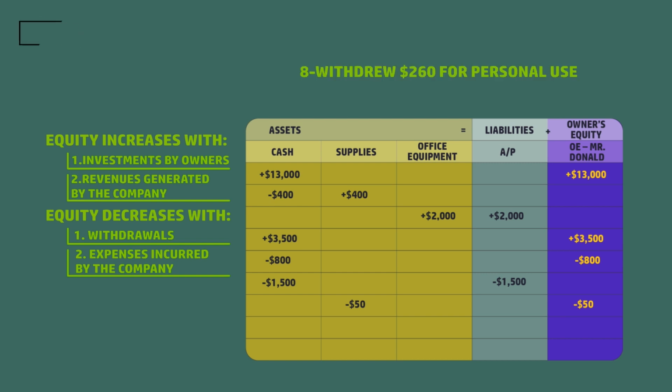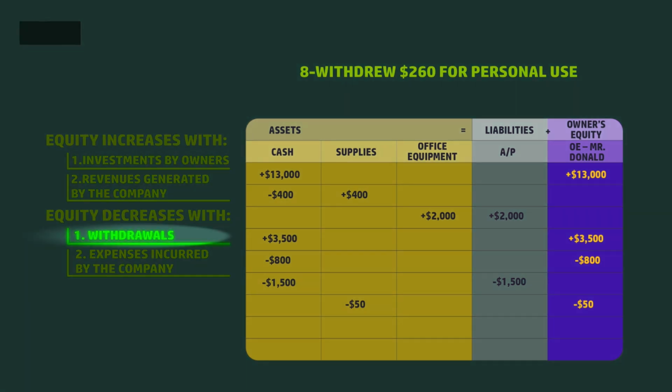Number eight, withdrew $260 for personal use. Again, withdrawals reduce the equity account. And since we took $260 from the company, the cash balance of the company will be reduced by $260. So minus $260 for the cash balance and minus $260 for the equity account.